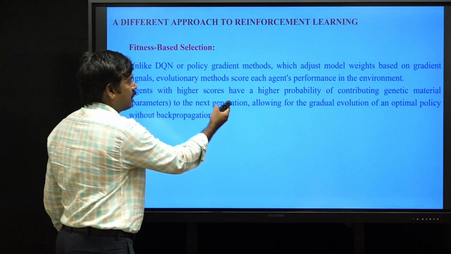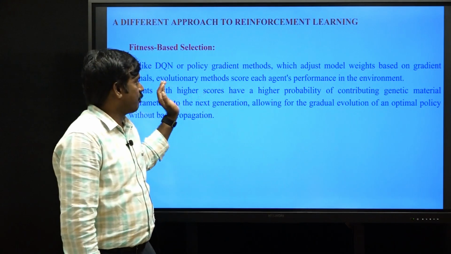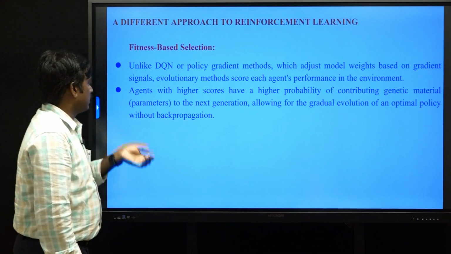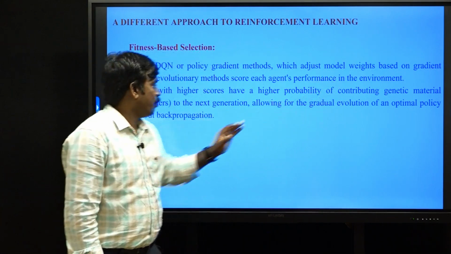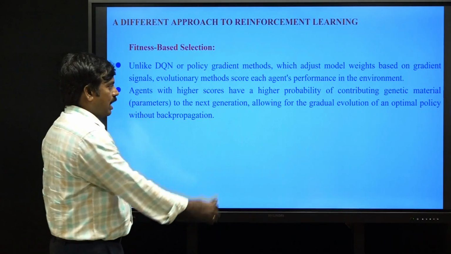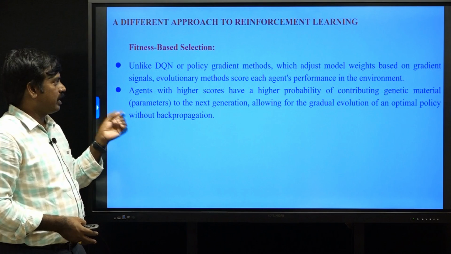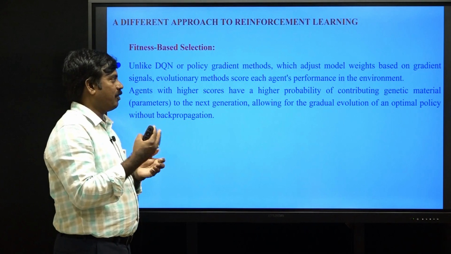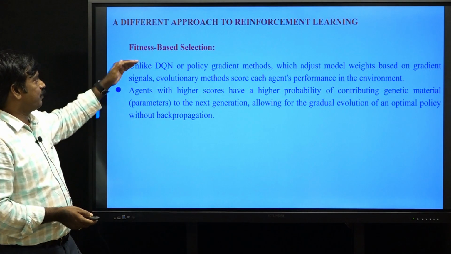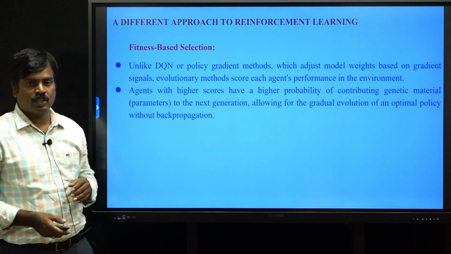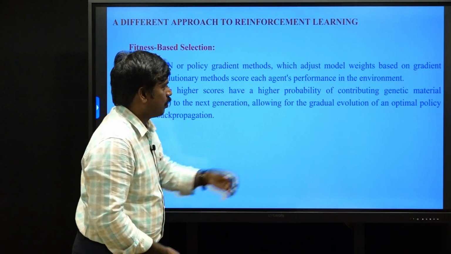Here evolutionary methods score each agent's performance in the environment. For each agent's performance we calculate the fitness score. Agents with higher scores have a higher probability of contributing genetic material to the next generation, allowing the gradual evolution of the optimal policy without backpropagation. The agent with the best performance has the best fitness score for that problem. So in evolutionary algorithms we use fitness based selection of the agents in evaluating the models.